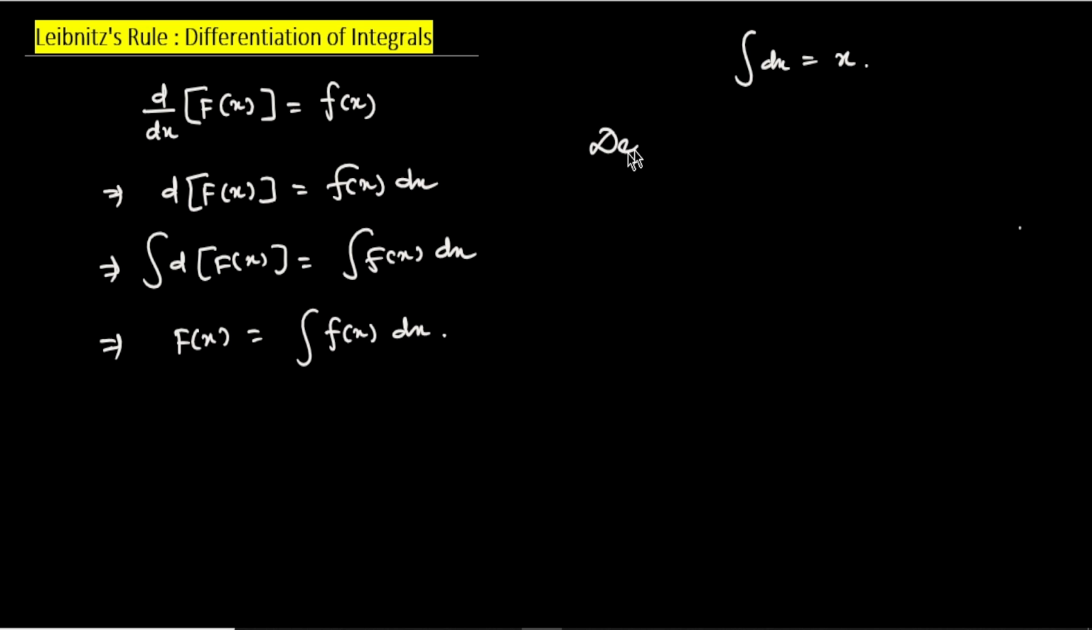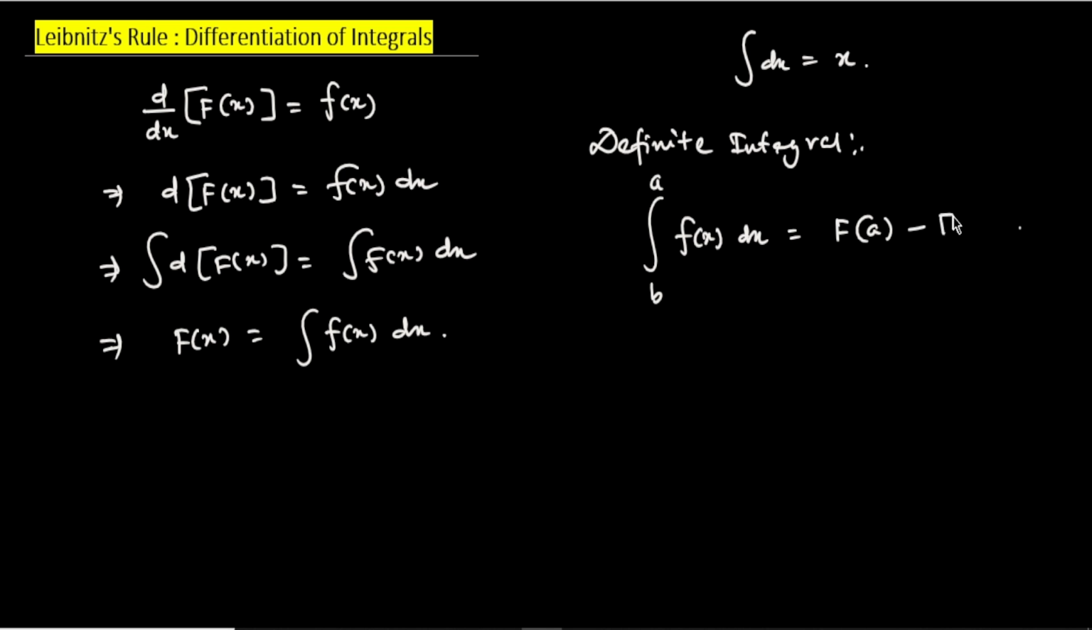Here we will introduce the definite integral. As we know, in a definite integral there are limits. In the upper limit we are taking a, and in the lower limit we are taking small b. Then the answer will be capital F of a minus capital F of b, by the definition of definite integral, upper limit minus lower limit. So these are the basics of differentiation and integrals. We will use them later.